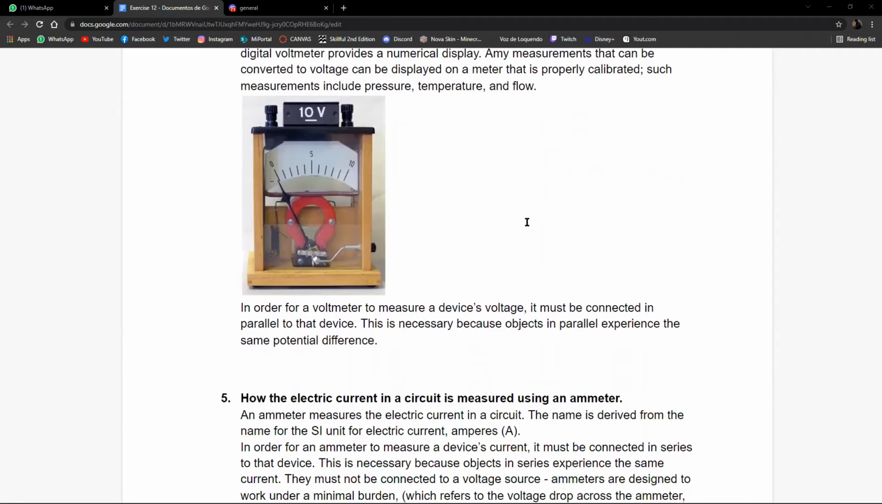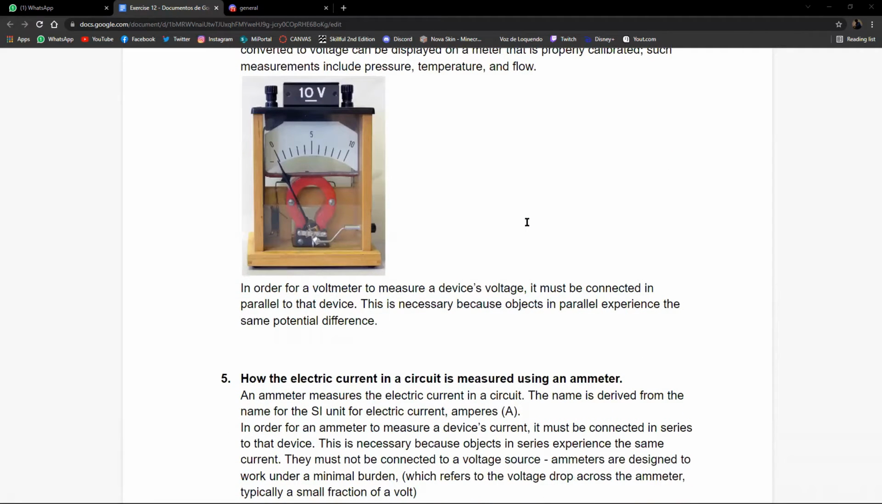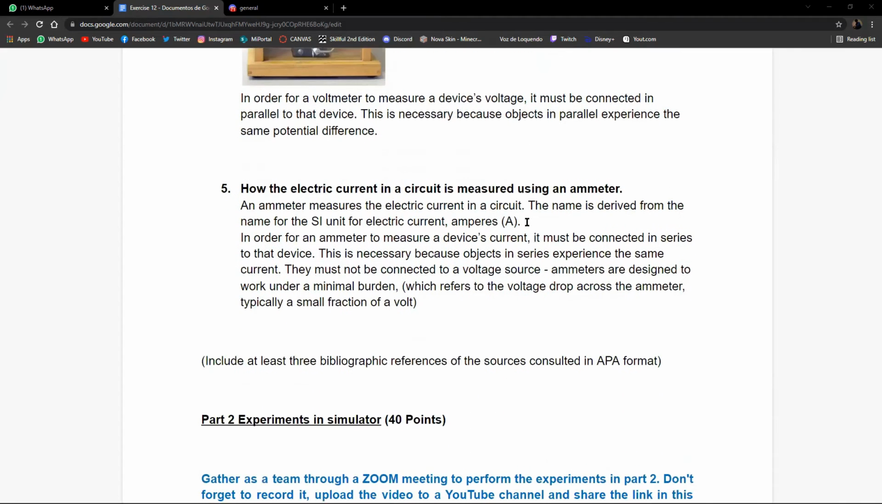There's an image. In order for a voltmeter to measure a device's voltage, it must be connected in parallel to the device. This is necessary because objects in parallel experience the same potential difference.